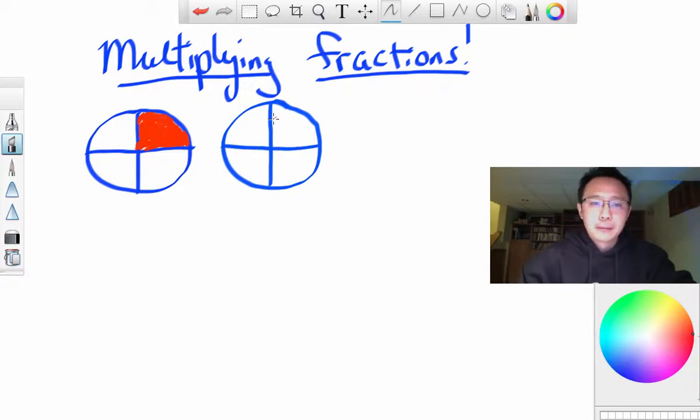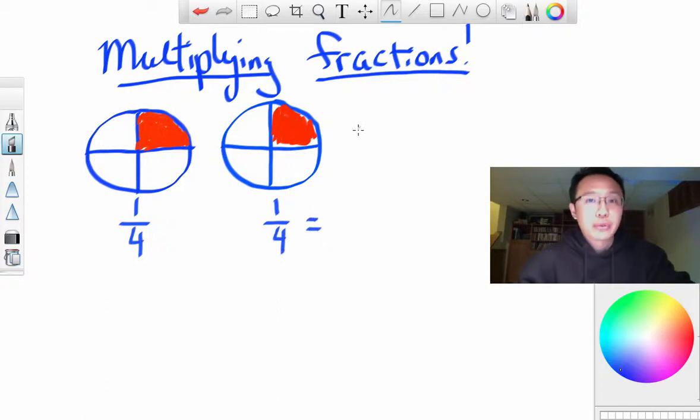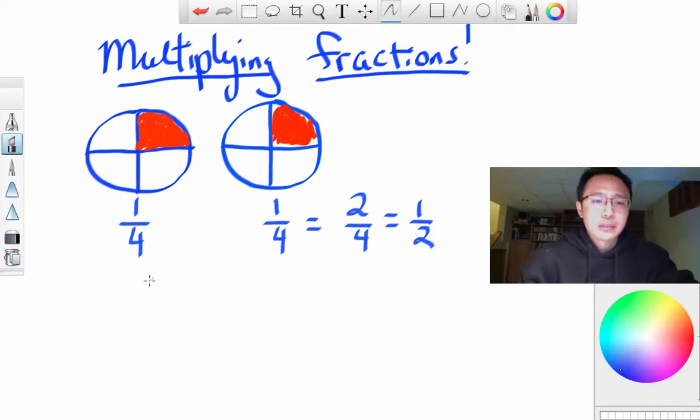So if I were to color this in, right now you have 2 quarters, right? The first one is 1/4, and the other one is also 1/4. And from your previous videos of adding fractions, you know that 1/4 plus 1/4 is 2/4, which is equal to 1/2. If we wanted to change this into a multiplication question, we can say 1/4.